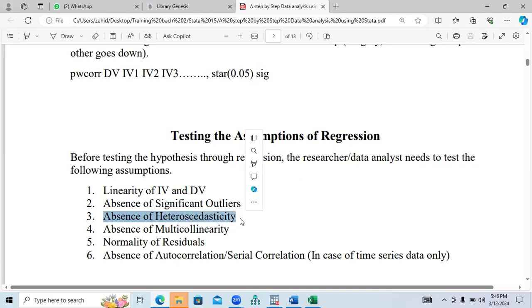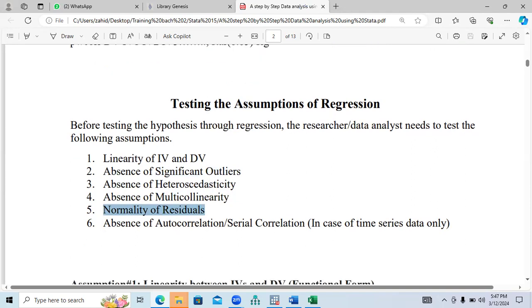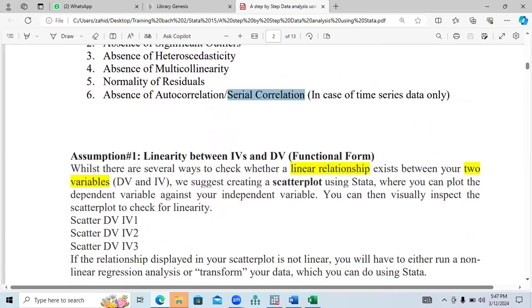Whether there is heteroscedasticity, how to confirm that our data is heteroscedastic or not. Then the fourth assumption is multicollinearity. If our data has some multicollinearity, how to check it? Then we can also check the normality of residuals, if our data follows the normal distribution with reference to estimation. Then there is another assumption which is basically required in case of time series data, that is autocorrelation or serial correlation. So theoretically we will discuss one by one.